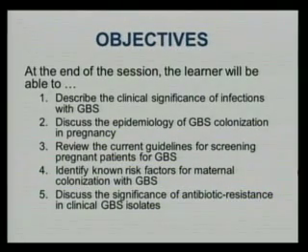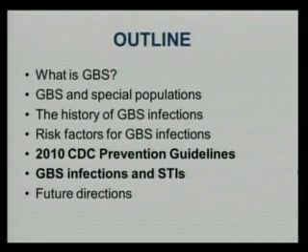So the objectives of this talk, at the end of this session, we should be able to describe the clinical significance of infections with GBS, to discuss the epidemiology of GBS colonization in pregnancy, to review the current guidelines for screening pregnant patients for GBS, which is important because you'll know if your mother was correctly screened, to identify known risk factors for maternal colonization with GBS, which is important because then you'll know if your baby had a chance of having a mom with GBS, and to discuss the significance of antibiotic resistance in clinical GBS isolates. So this is important with drug resistance as time goes on and the antibiotics are used to treat these moms and these babies.